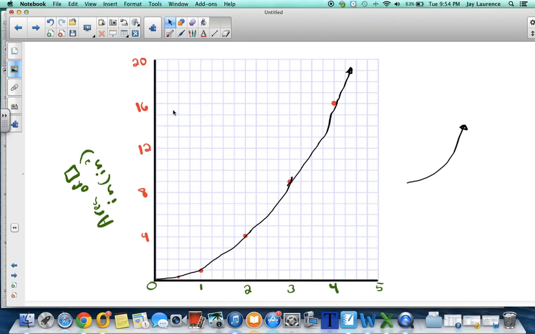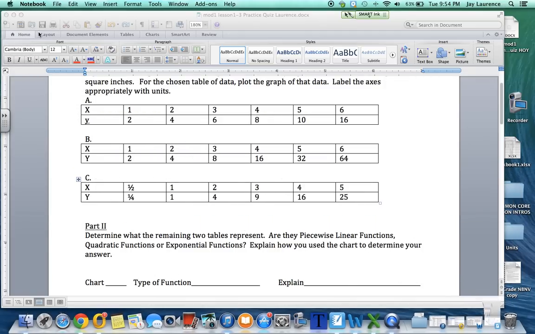Go back to the others and see what they say. Now, I have to determine what type of function A and B are. C is quadratic, right? I just graphed a parabola. It's quadratic. Remember the differences. It's going up plus 3, plus 5, plus 7, plus 9. So the second differences are all 2, 2, 2, and 2.